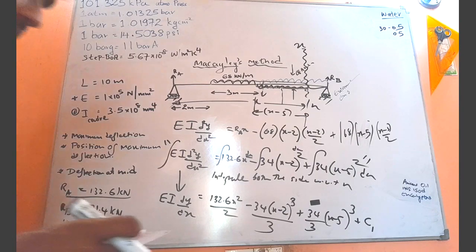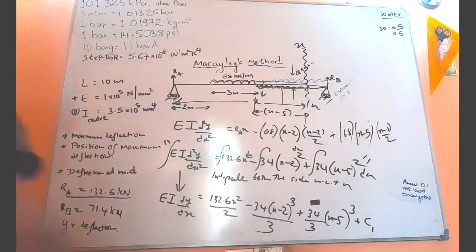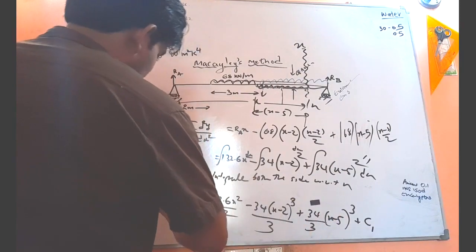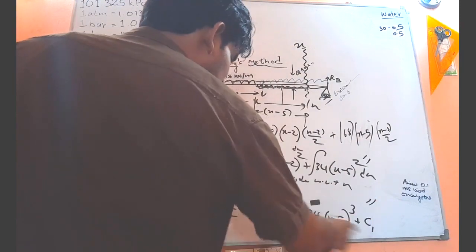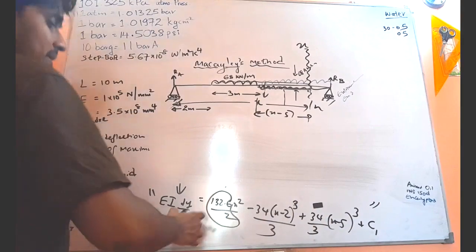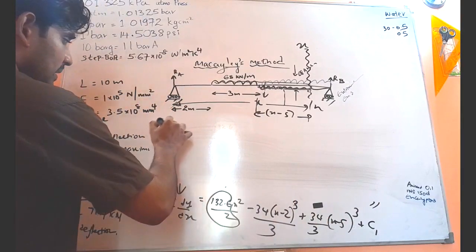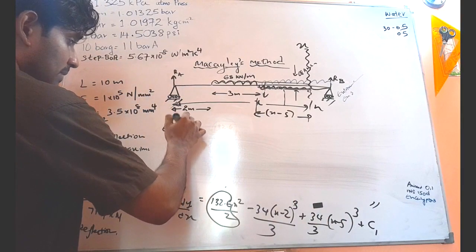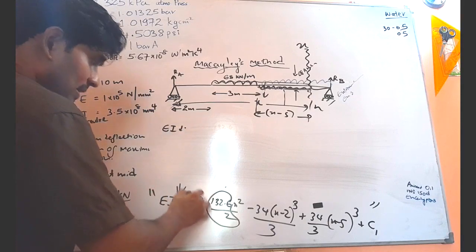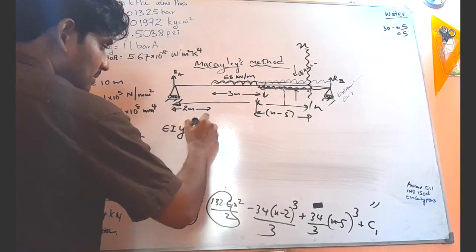Now, what is the next thing? Again, integrate this. The expression that you obtained up here, integrate it again with respect to x. If you integrate dy/dx, what is the answer you are getting? You are getting EI y.